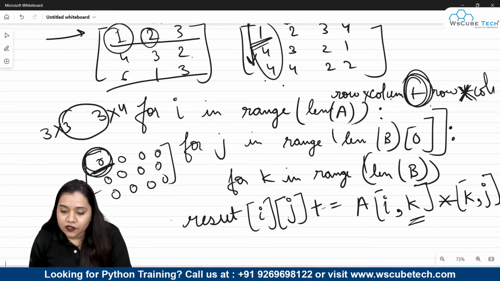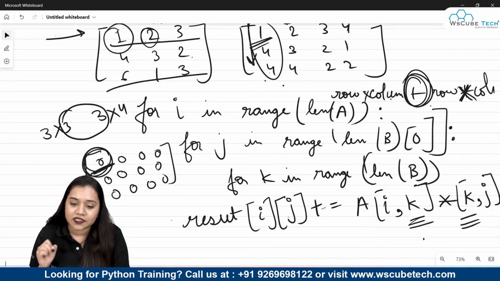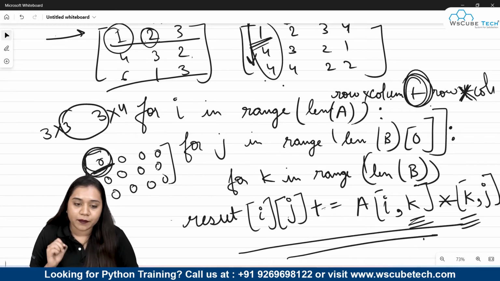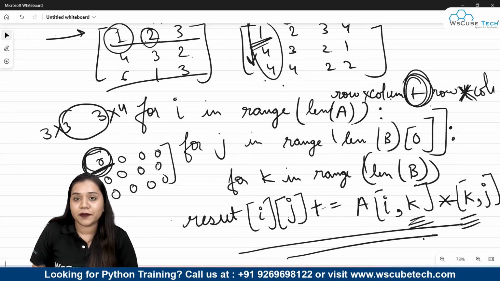Here k in the first matrix is the number of columns, while at the same time k in the second matrix is the row. Okay, so by using this formula we will be finding the multiplication of the matrices.